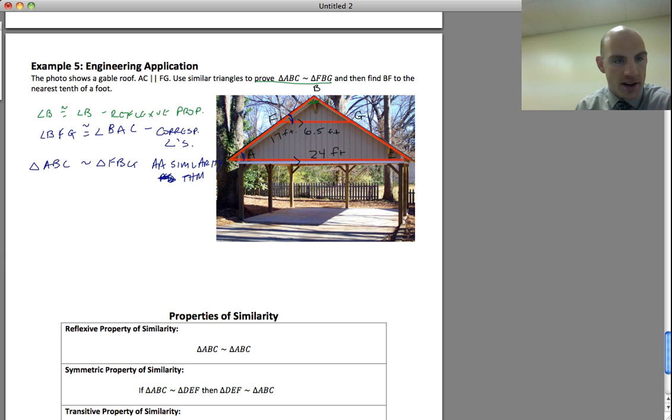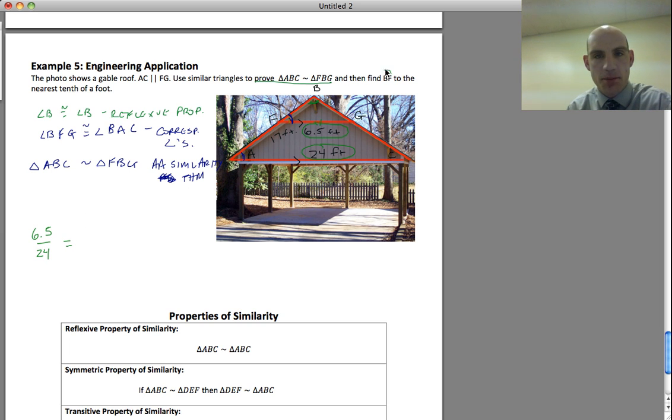Well, notice what I've got here, guys. I have this bottom side, and this goes with this right here, and this 24 goes with the bottom. So the bottoms are proportional. So I can say that 6.5 over 24, so 6.5 over 24 is equal to anything that I want for the other sides.